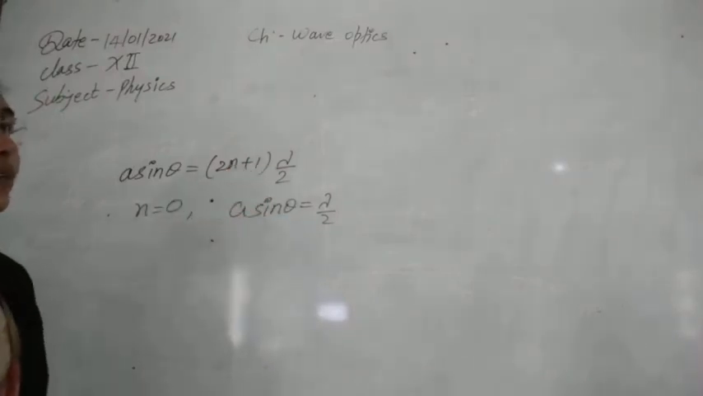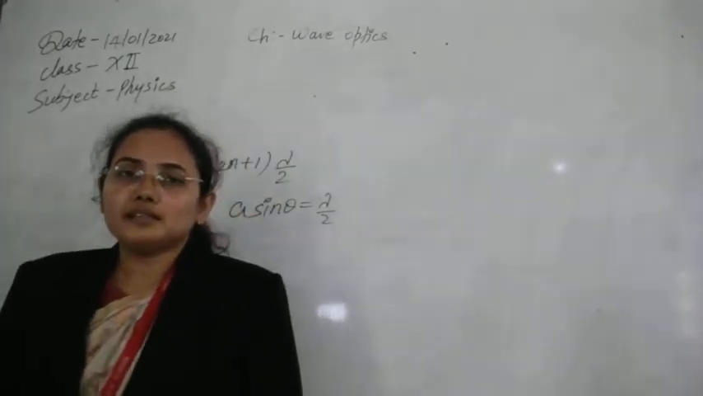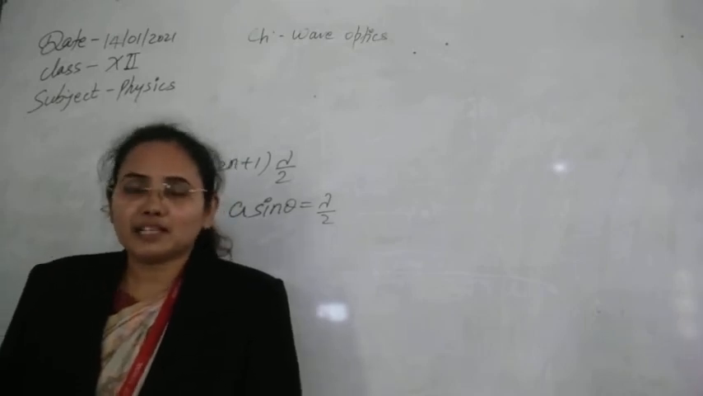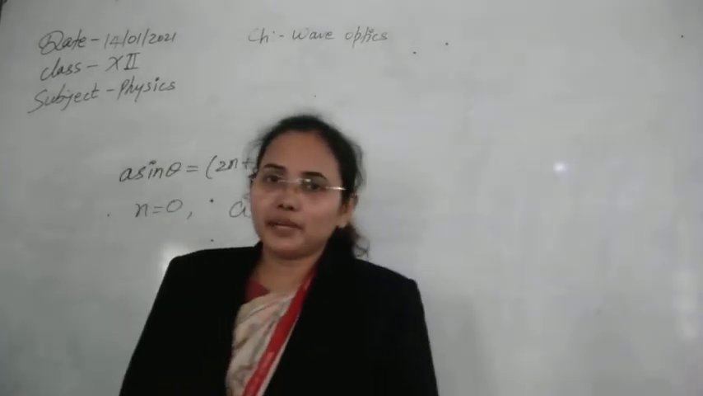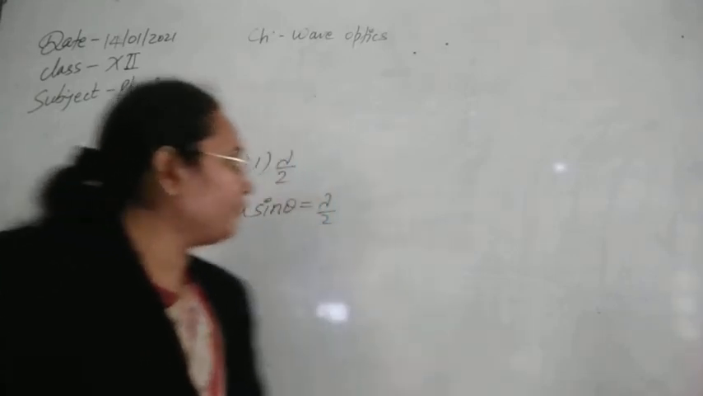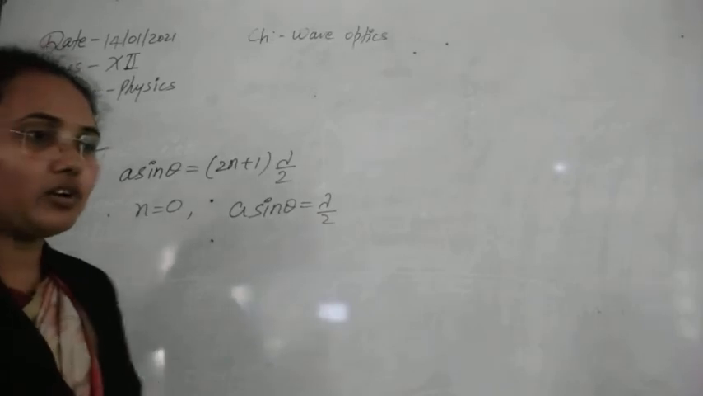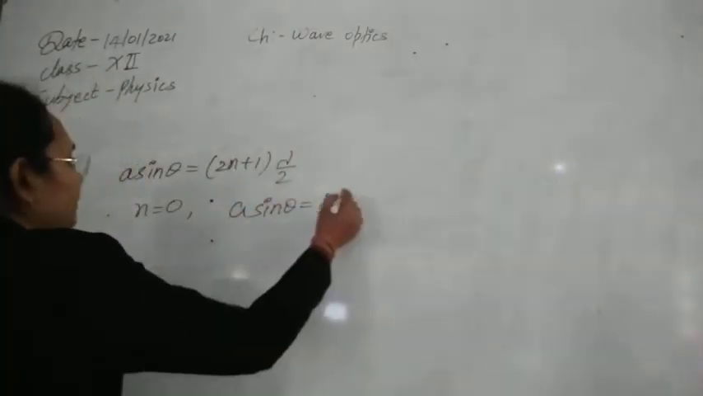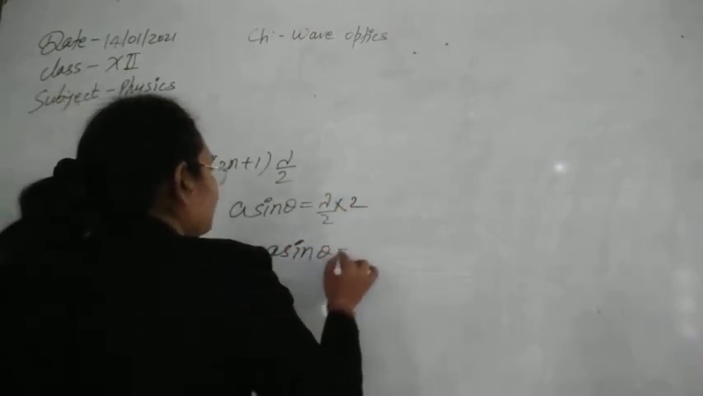And similarly, we get the condition for the first minima. The first minima is obtained after the central maxima on both sides. As the central maxima is distributed on both of the sides, by this equation you can find it by just multiplying by 2, because the central maxima is on both of the sides. So if you multiply this by 2, we get a sin theta is equal to lambda.